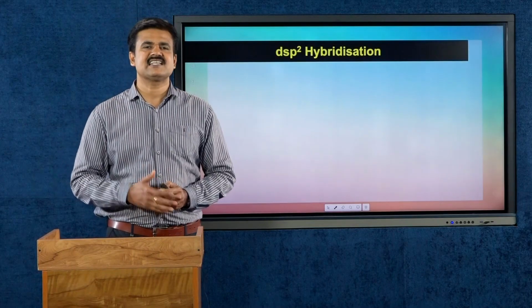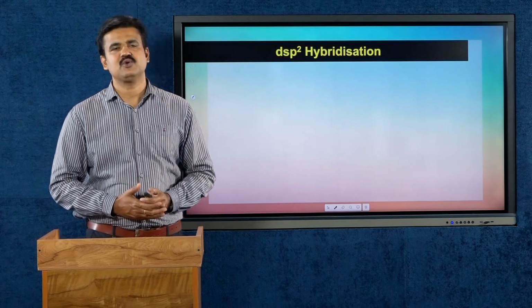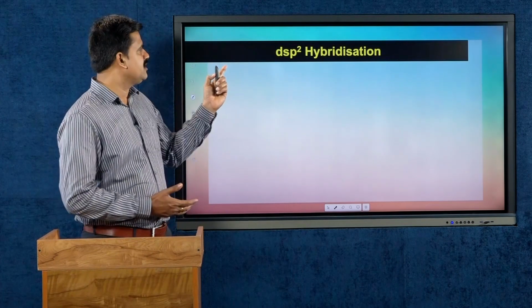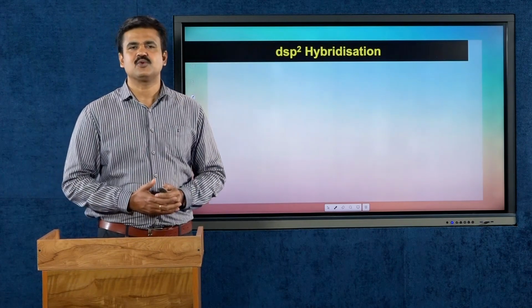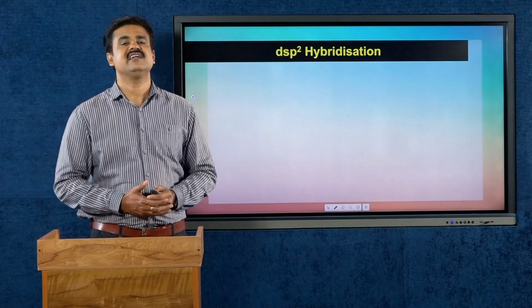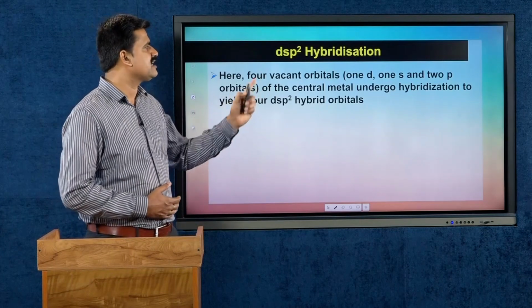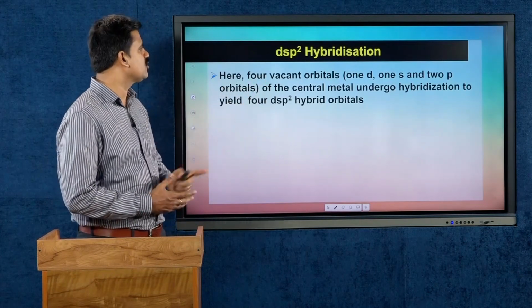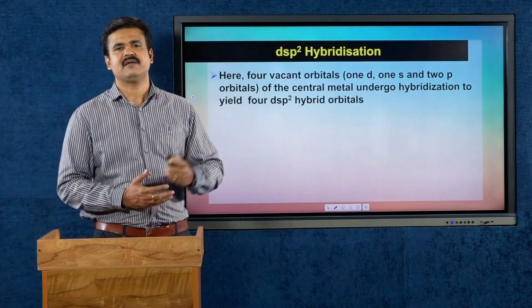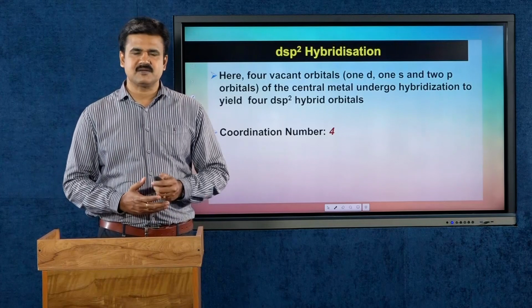Now we are discussing another hybridization shown by coordination complexes, that is dsp2 hybridization. From the notation itself, it is very well clear that 1 d orbital, 1 s orbital and 2 p orbitals take part in dsp2 hybridization. The 4 vacant orbitals participating here are 1 d, 1 s and 2 p orbitals. The central metal undergoes hybridization to yield 4 dsp2 hybrid orbitals. The coordination number is also 4 here.